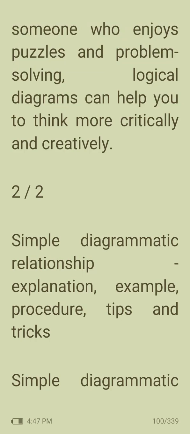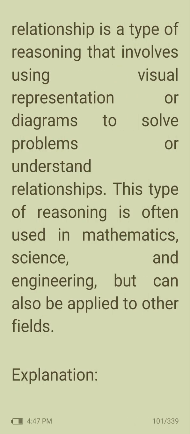Simple diagrammatic relationship is a type of reasoning that involves using visual representation or diagrams to solve problems or understand relationships. This type of reasoning is often used in mathematics, science, and engineering, but it can also be applied to other fields.